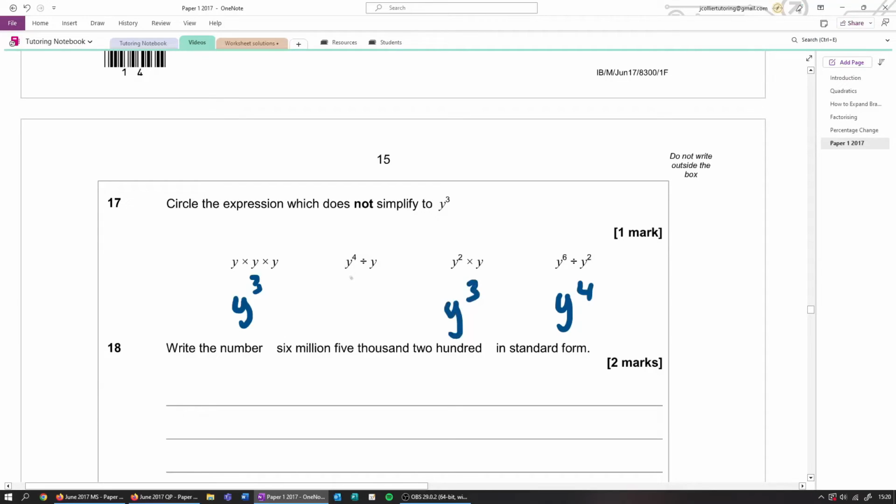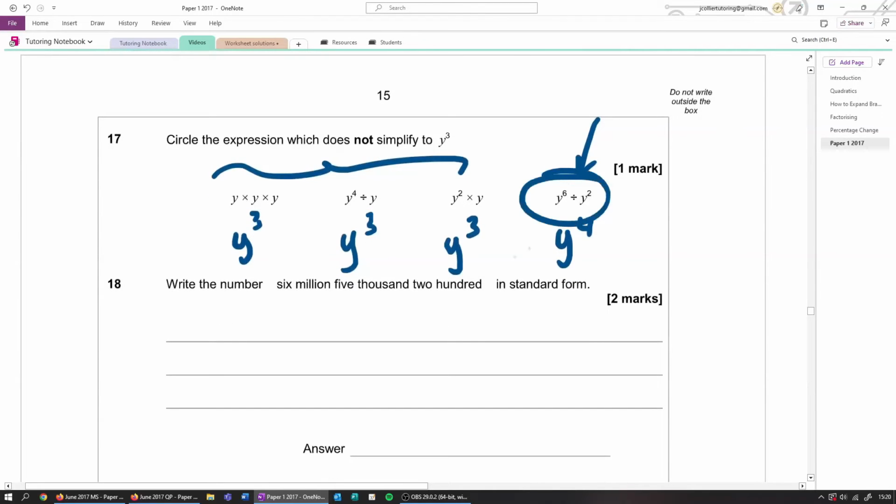This one here is dividing, so you minus it and you get 4 minus 1, which is y to the 3. Now all 3 of these simplify to y to the 3, but this one here is y to the 4, so we know this is the answer.